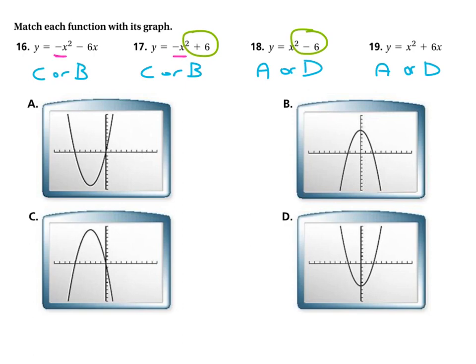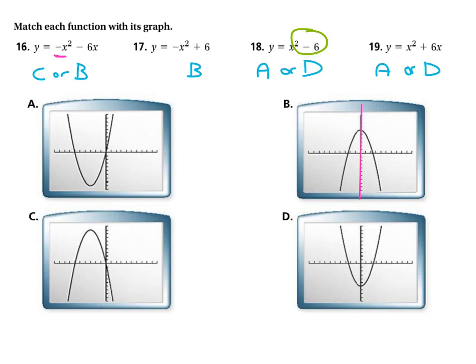So look at B. B has a perfectly x equals 0 axis of symmetry in it, right? Why is that? Because B is matching for number 17, so it's not C, we know that it's just simply B. It's flipped over, that's what the negative in front of x squared is, and it doesn't have an x term, so it's not shifted left or right at all. It's only shifted up or down, and so it's going to have an axis of symmetry at x equals 0, and that's what B does.